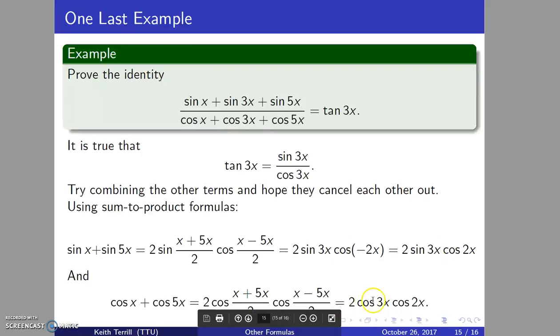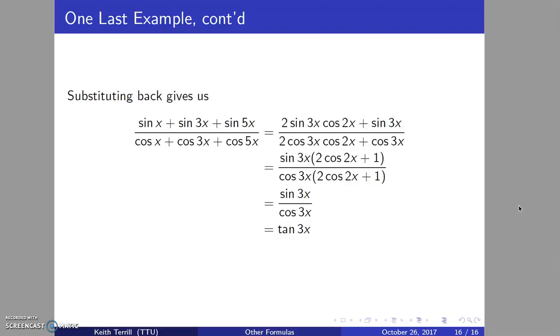So I've got these two things instead of sine plus sine, instead of cosine plus cosine. So let's put them back into the equation, right? Sine x plus sine 5x becomes 2 sine 3x cosine 2x. The cosine x plus cosine 5x becomes 2 cosine 3x cosine 2x. And that's still being added to the original sine 3x and the cosine 3x respectively. And that's still not what I want, right? But I'm still not going to give up.